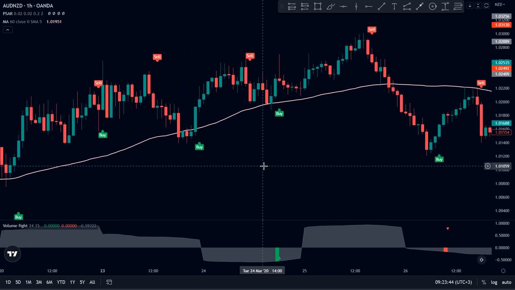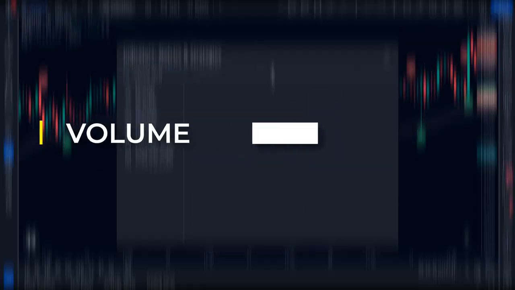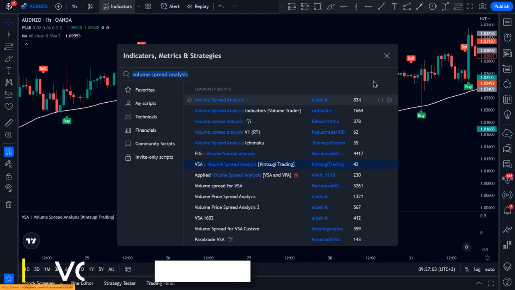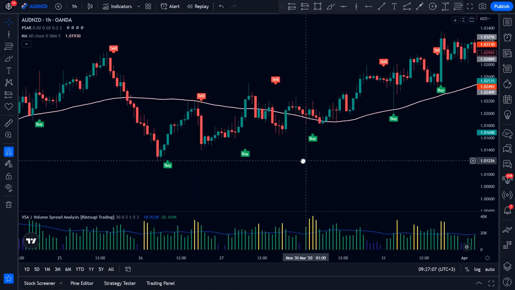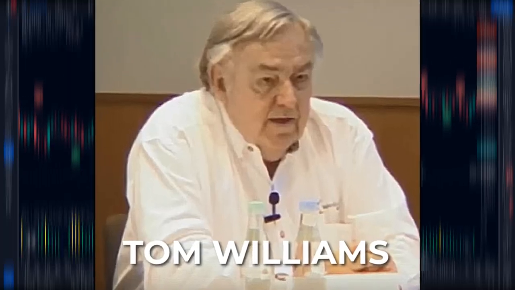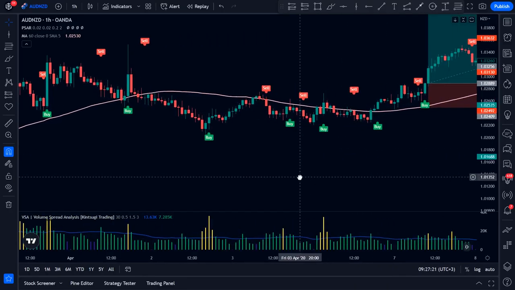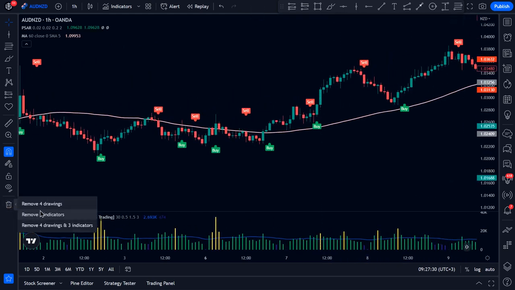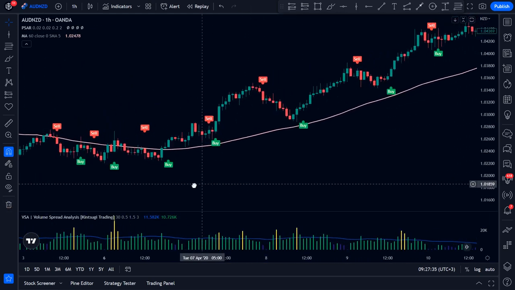Definitely recommend it. In the first place, we have a volume indicator called Volume Spread Analysis, or VSA. This one by Kintsugi Trading. The Volume Spread Analysis indicator was originally developed by the legendary trader Tom Williams. It's used to identify changes in supply and demand by analyzing the interaction between the price of an asset and the volume of shares traded.